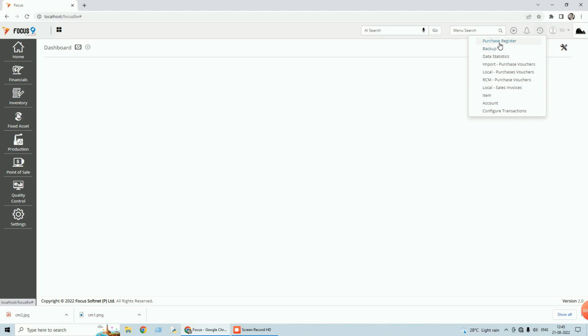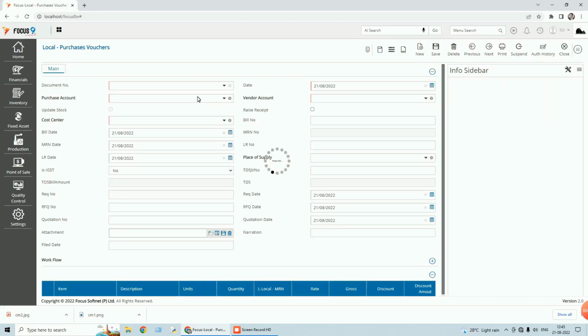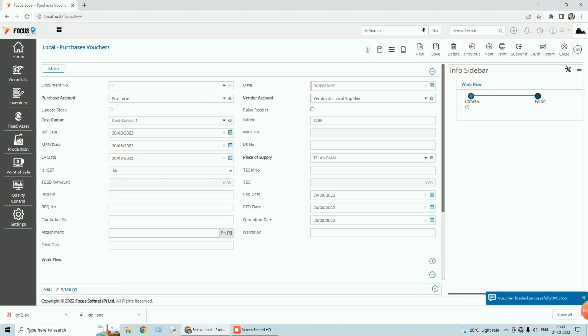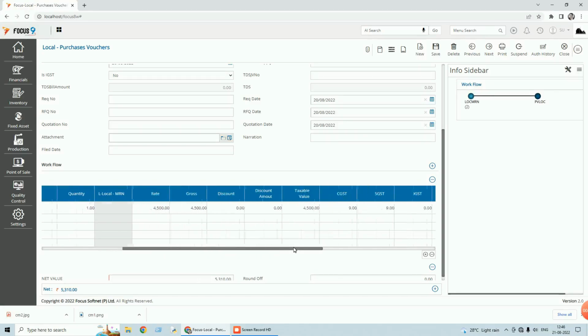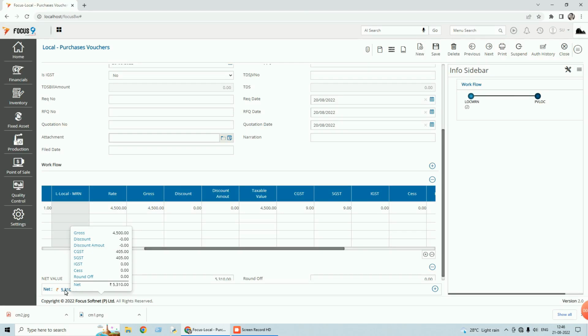First I will take you to the local purchase voucher. I have a vendor here who is a local supplier. His place of supply is Telangana, which is within the state. So for him only CGST and SGST is applicable. I purchased a product A from him, one quantity for 4,500 rupees. I have given CGST and SGST. Now I click on net, and you see my postings have happened for CGST and SGST.